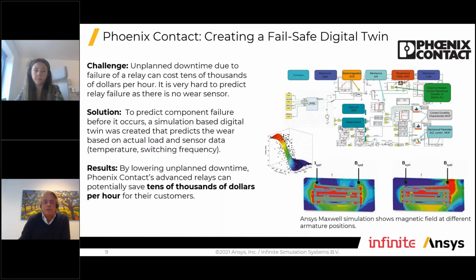To give you a better idea of what a digital twin is, over here you see an example of a relay in an Ansys Maxwell magnetic simulation. This is an example from Venus Contact. At the right side, you see a multi-domain system where several analyses are part of that domain. The thing is, when you have a relay, it's hard to predict when it fails, and that can be because of the wear of a sensor.